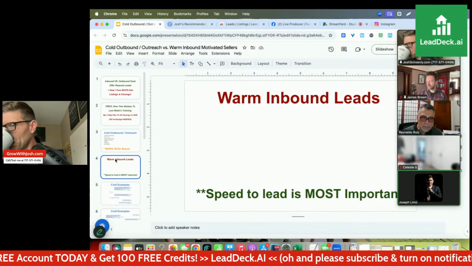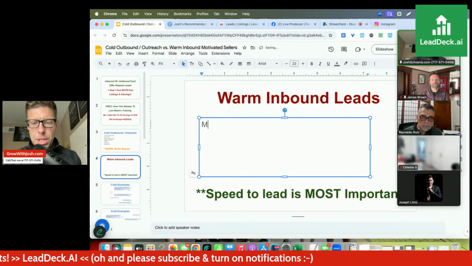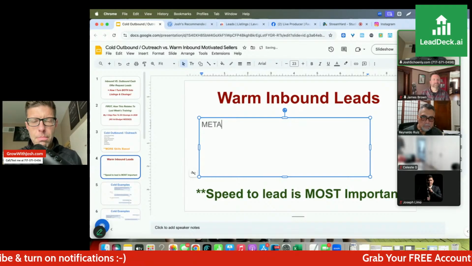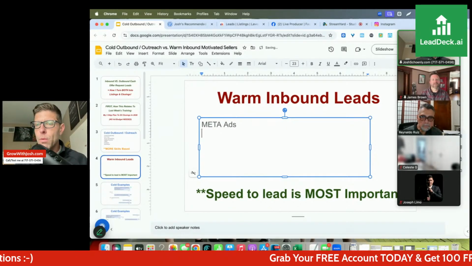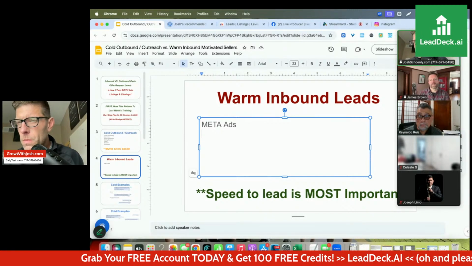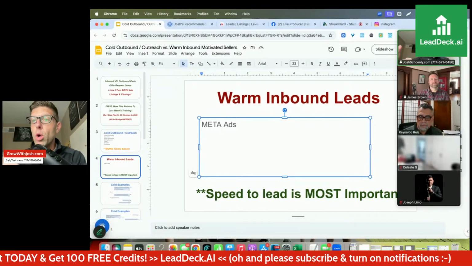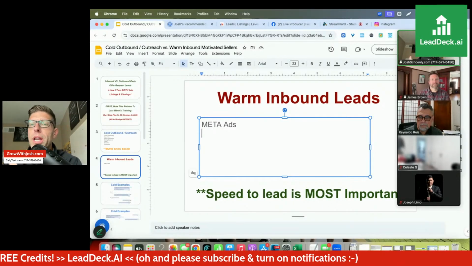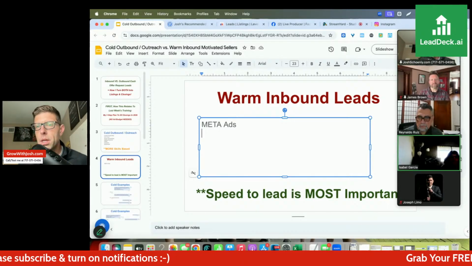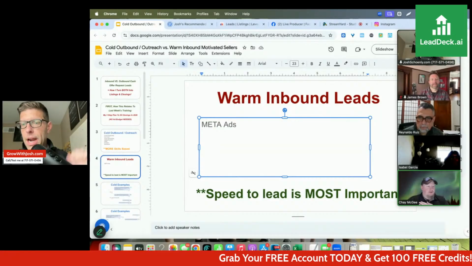That was me. Facebook ads? Facebook ads. I'm going to make it even. I'm just going to say meta, because it's kind of one and the same. Meta ads. Perfect. What else? Landing pages. Well, that's where they would go to fill something out. But where can we get them from? In other words, what are the sources of those warm inbound leads? And it could be specific or generic.